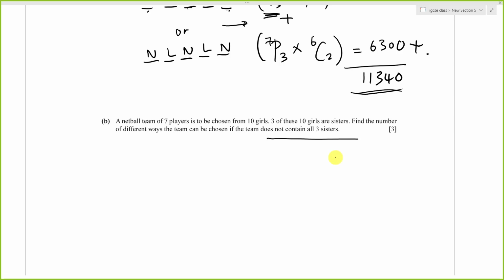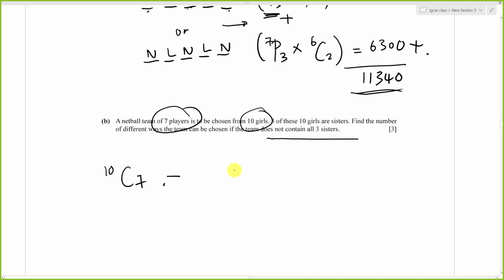One is you find out the total and then you minus the 3 sisters. Then you can get the rest of the possibility. So if total means what? They want 7 players, right? I have 10 girls here. So what I will do is 10C7. This is all the possibility. I don't care whether they are sisters or not. This is just, from 10 girls there, I will choose 7 to play the netball.